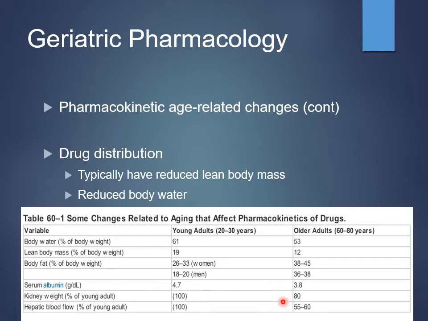Kidney function is going to be going down, so kidney weight tends to go down. Hepatic blood flow can be pretty markedly decreased here, which can affect metabolism. So again, these are natural changes we're going to be expecting in these older patients.